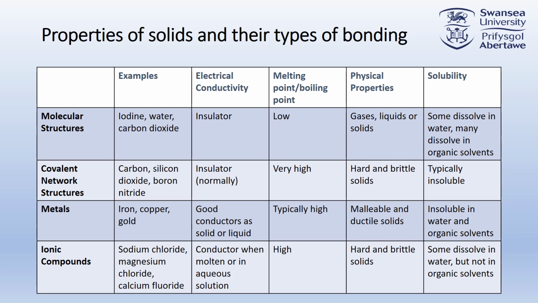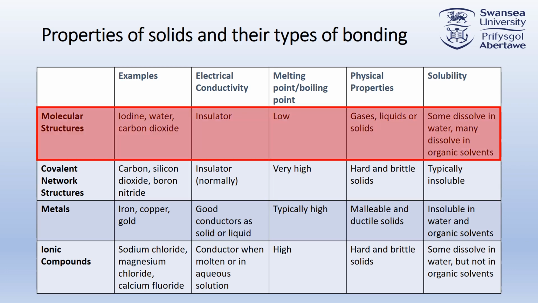And finally, at the bottom, we have our ionic compounds. So sodium chloride, our table salt, also an evaporite, by the way, magnesium chloride, calcium fluoride. These are examples of ionic compounds. They have a high melting and boiling point because they're held together by these very strong Coulombic or ionic bonds. They can be a conductor when molten or as an electrolyte in solution. They tend to be hard and brittle. Think about your table salt, and they would dissolve in water. Again, think about your table salt, but they won't dissolve in organic solvents.